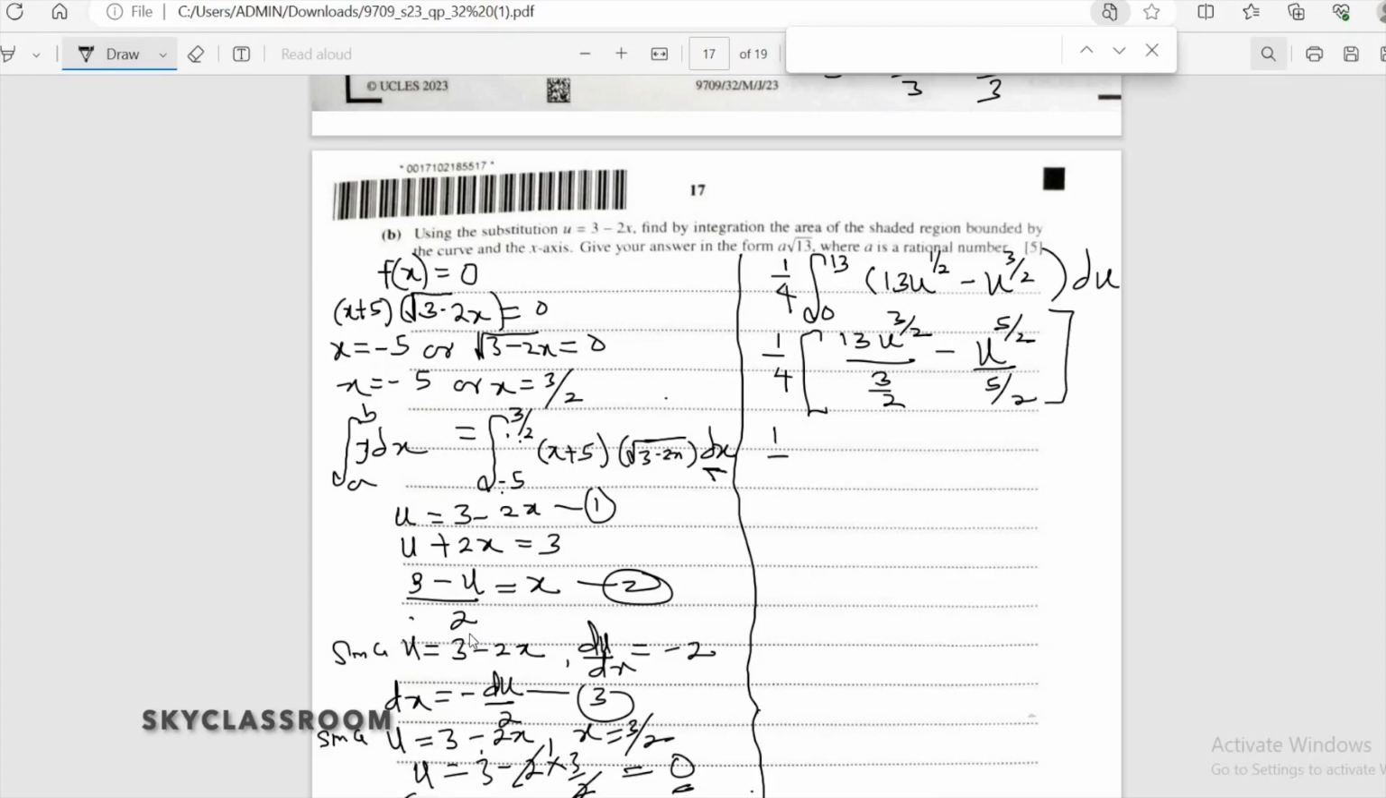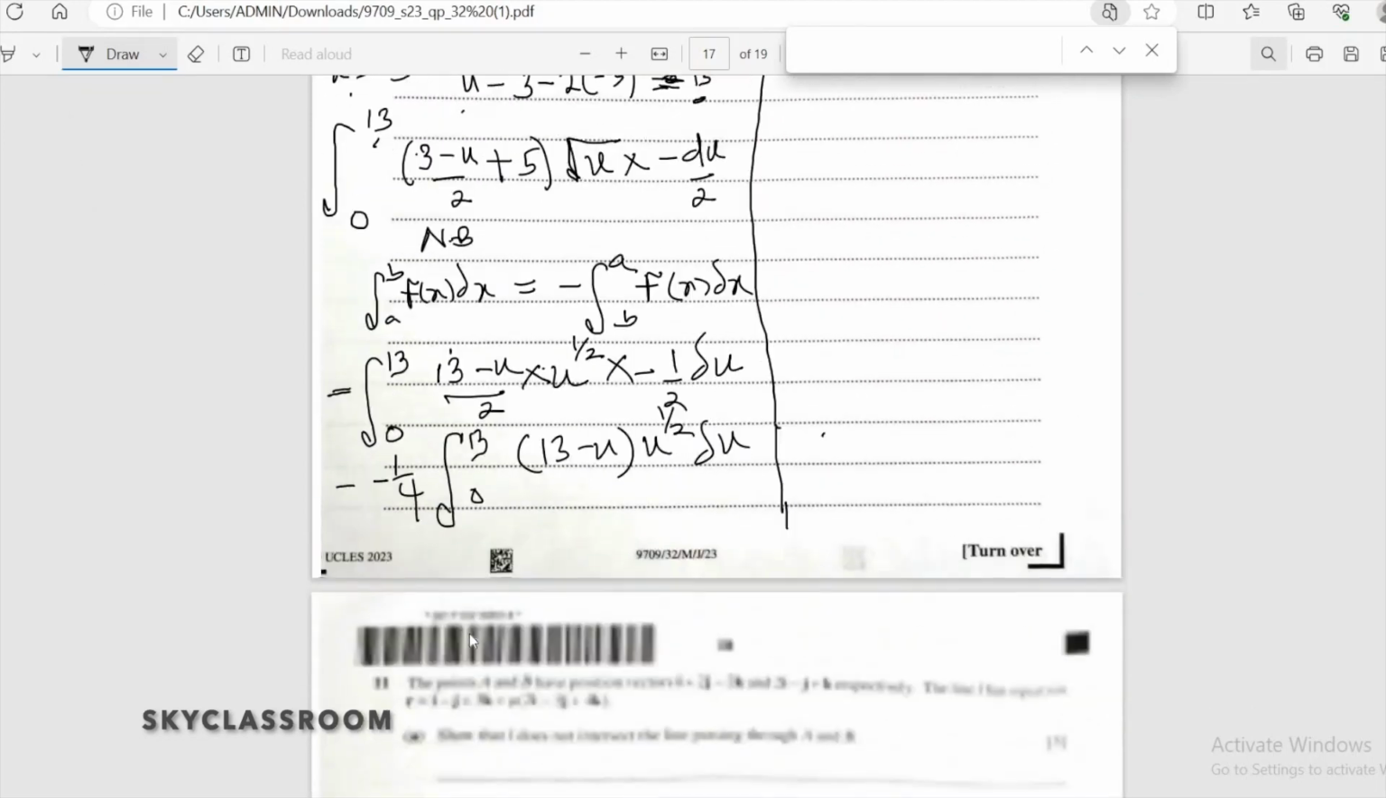So here we have 1 over 4, 2 over 3, u raised to the power 3 over 2 minus 2 over 5, u raised to the power 5 over 2. Open the bracket by 1 over 4. When you open the bracket, 1 over 4, we have 1 over 6 u, 3 over 2 minus 1 over 10, u 5 over 2.